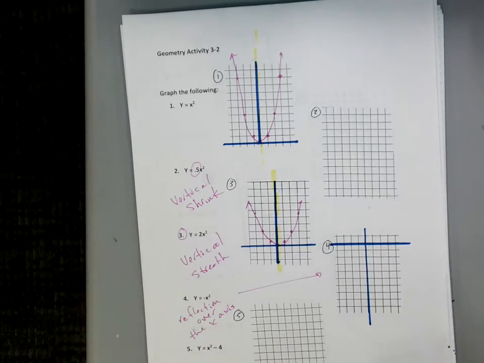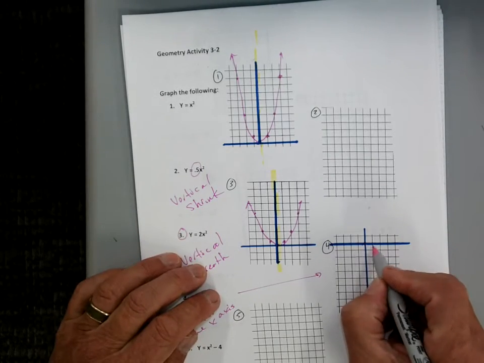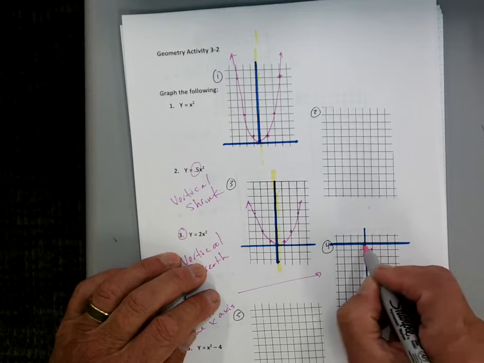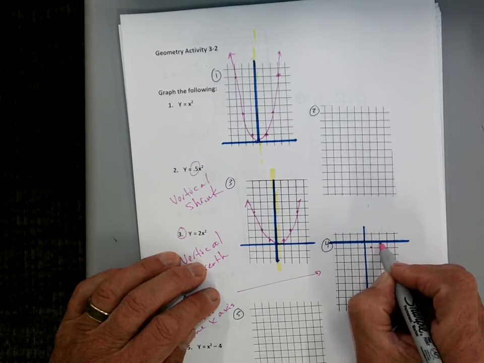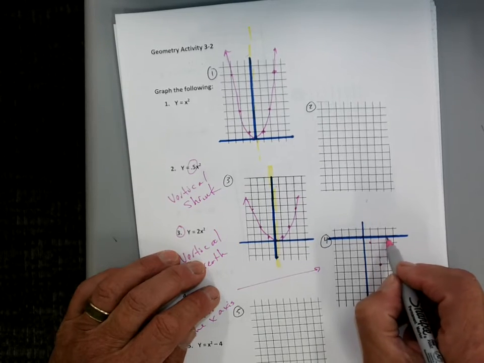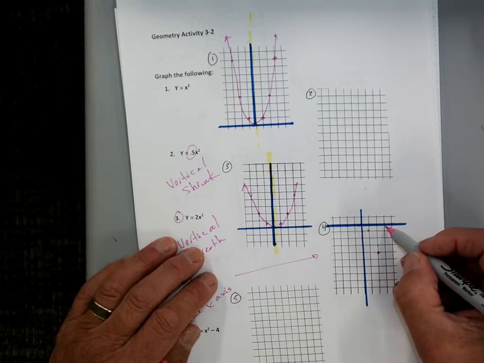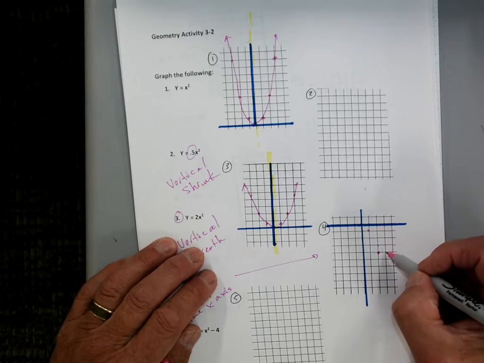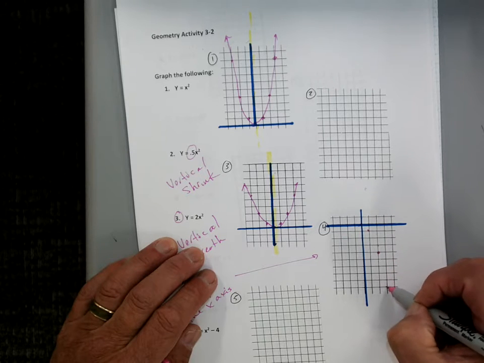So I'll do the same thing. 0, 0, go 1, 1, but upside down. 1, 2, 4, because 2 squared is 4, but upside down. 1, 2, 3, 4. 1, 2, 3, 3 squared is 9, right? 3 squared is 9, but upside down. 1, 2, 3, 4, 5, 6, 7, 8, 9.